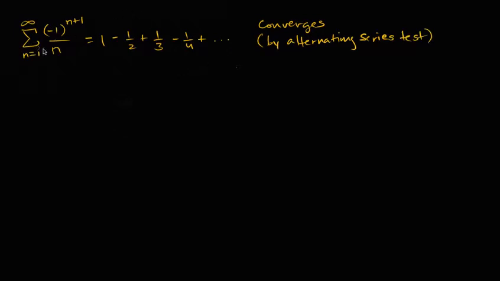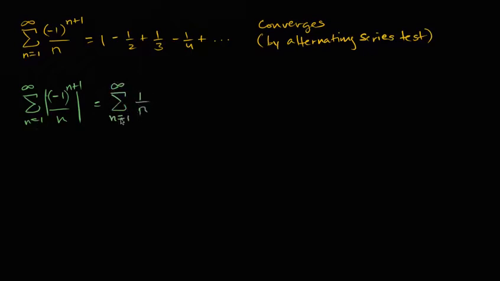Now let's talk a little bit about what happens if we were to take the absolute value of each of these terms. So if you were to take the sum from n equals 1 to infinity of the absolute value of negative 1 to the n plus 1 over n, well, what is this going to be equal to? Well, this numerator is either going to be 1 or negative 1. The absolute value of that is always going to be 1. So it's going to be that over n. And n is always positive. We're going from 1 to infinity. So it's going to be equal to the sum from n equals 1 to infinity of 1 over n.